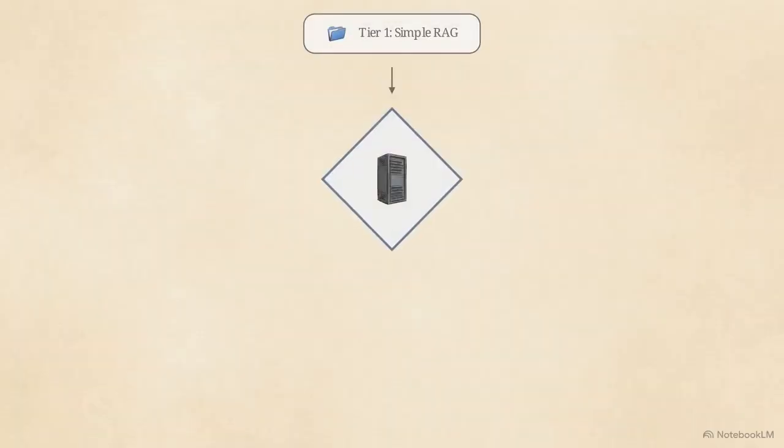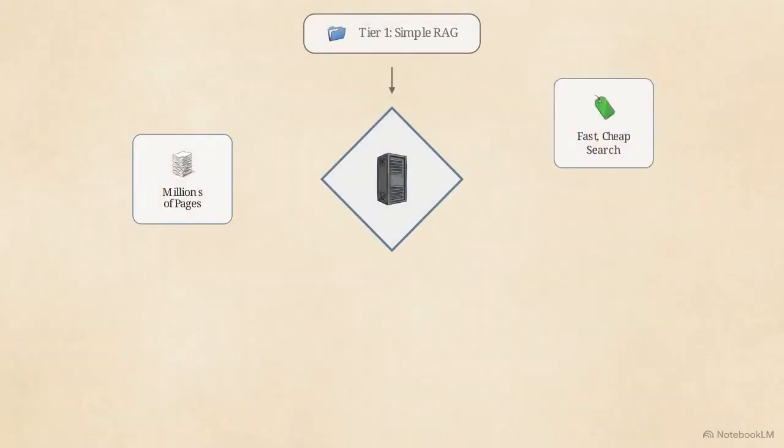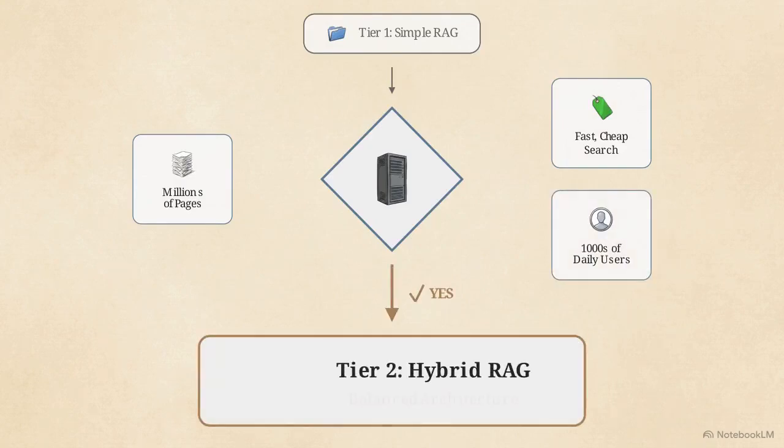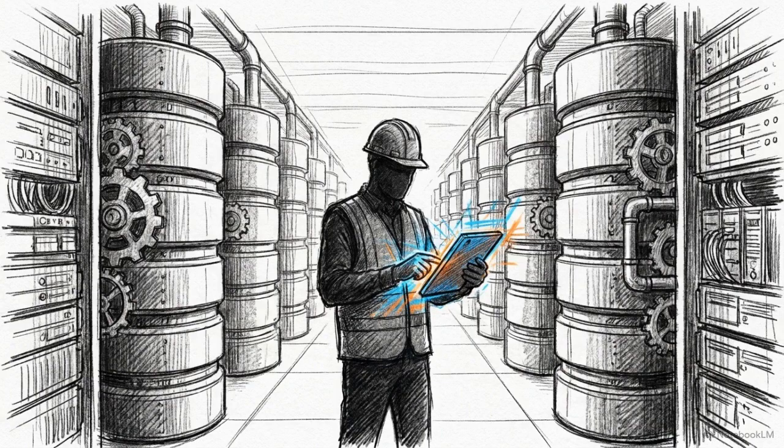Second, evaluate your scale. Do you have millions of pages and require fast, cheap search for thousands of daily users? If yes, you need Tier 2, Hybrid RAG. For scaling operators, absorbing the initial database setup time grants the cost efficiency required to run a platform at volume.